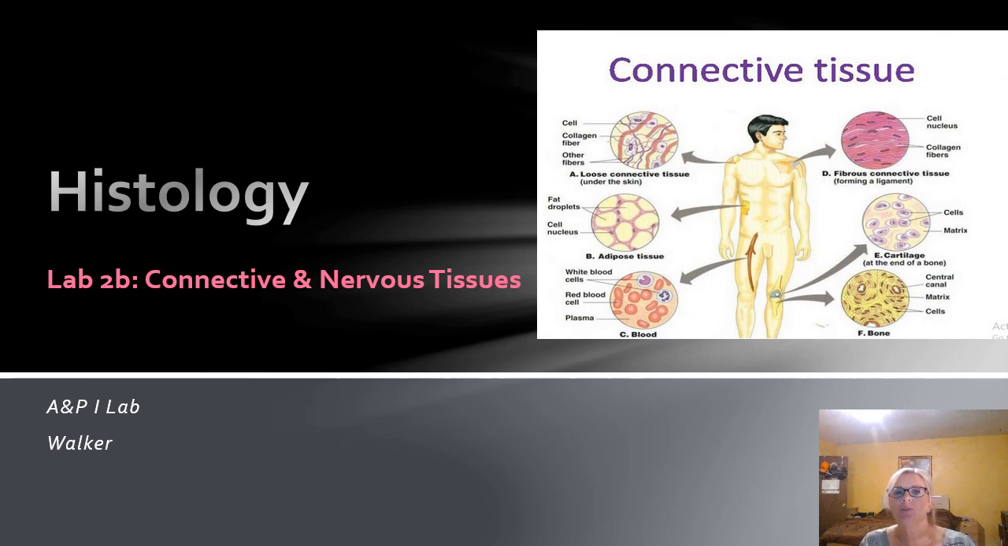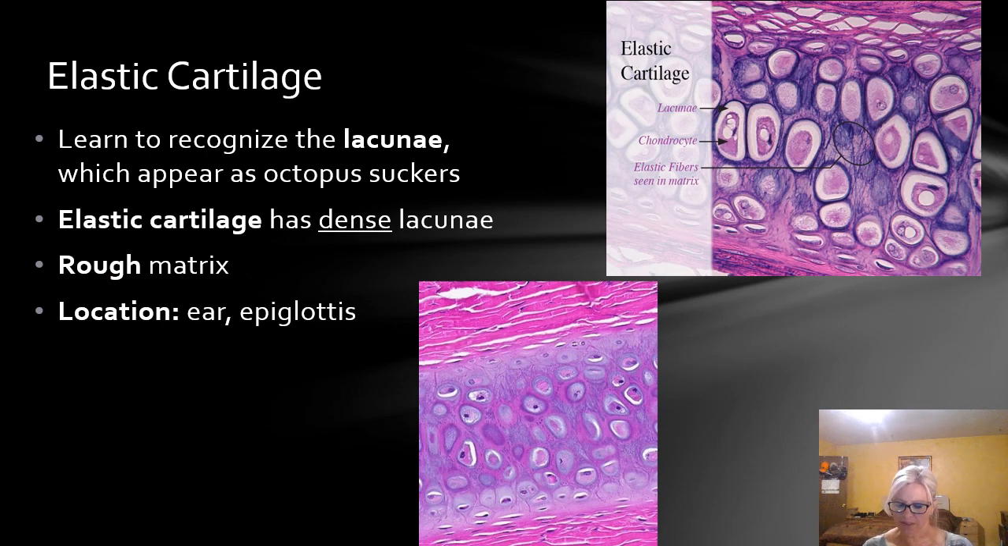So in this section, we're going to look at the different types of connective tissue. We're going to get some basics about their characteristics and nervous tissue. All right, so we're just going to look at a general overview here, and we're going to start with three types of cartilage here. So what you want to do when you're looking at the cartilage is you want to learn to recognize the lacunae, and this kind of appears as octopus suckers.